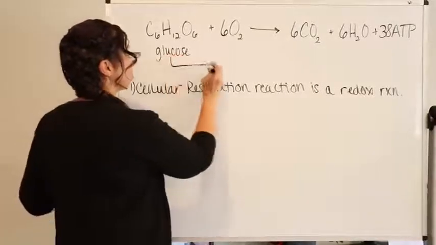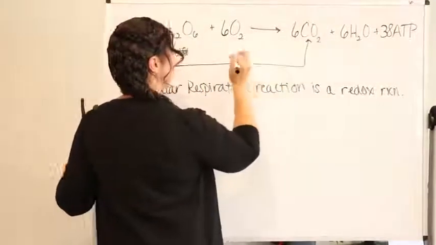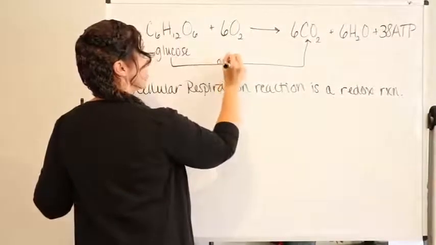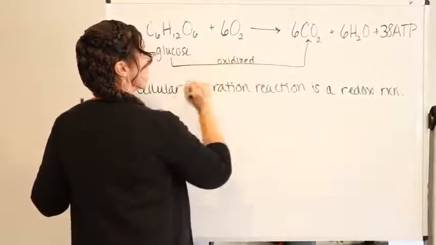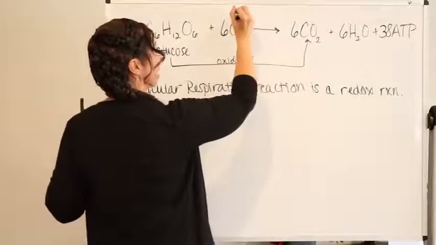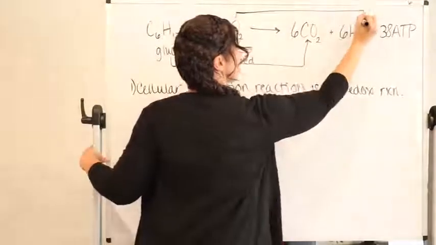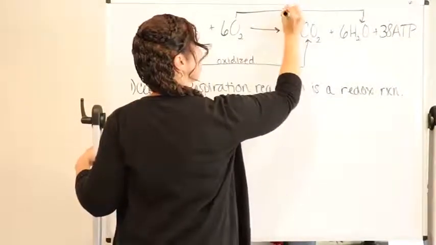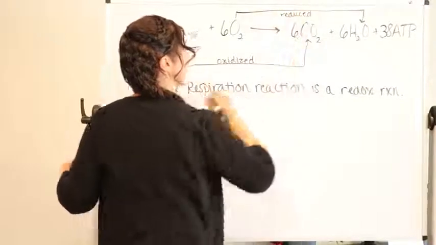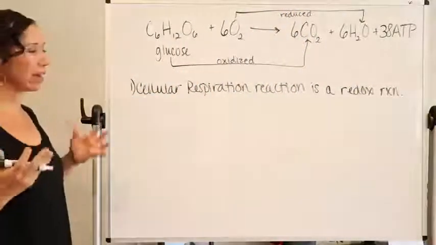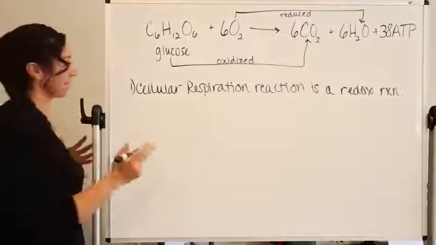So glucose is getting oxidized and oxygen is getting reduced. So this is reduced. And here's what that means. And you're like, why is this important? I'll tell you in a minute.